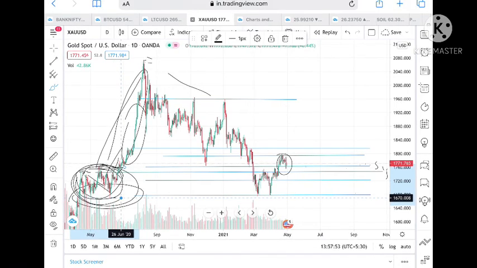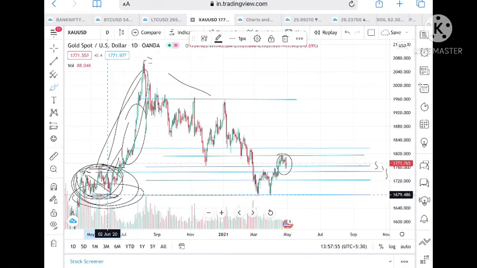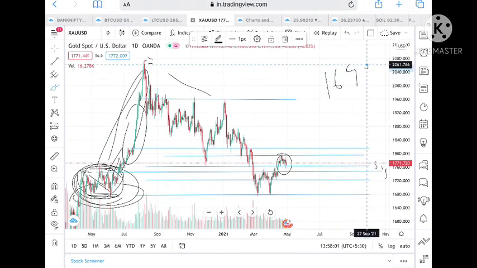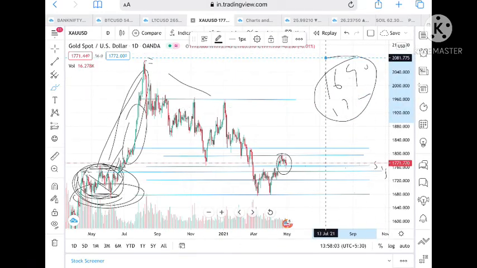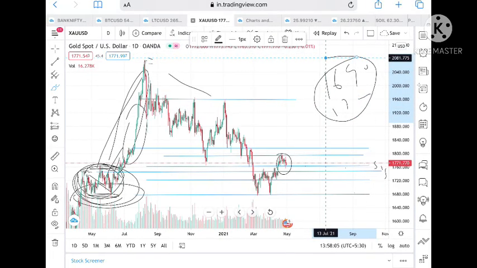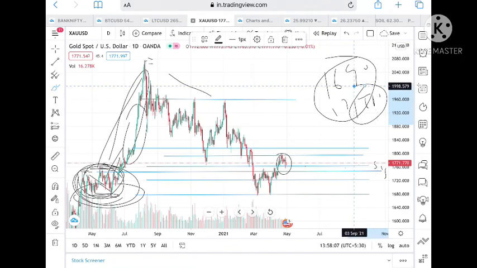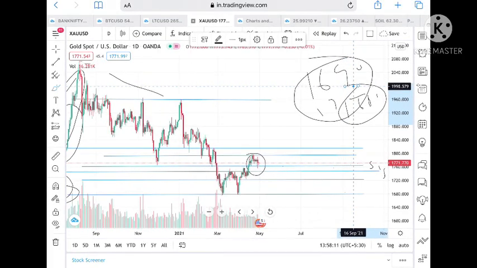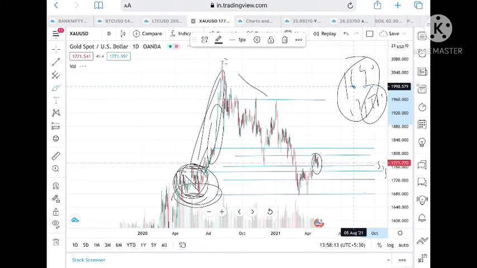So there is a high chance that if it comes close to around 1690 or 1700, then there is a probability that it can touch a level of 1680. Okay, once it touches a level of 1680, then there is a high probability that it can go below that level, and it can touch a level of 1642 also.